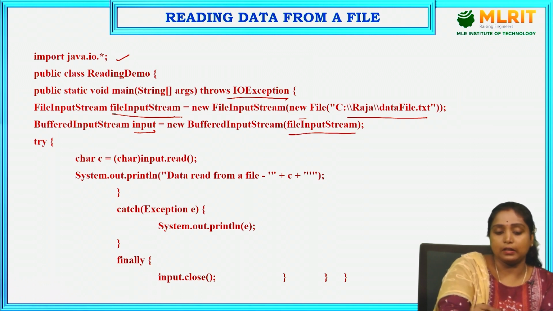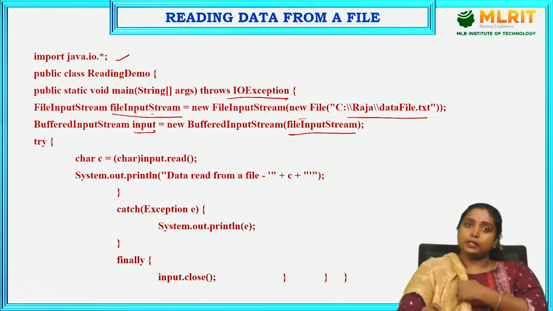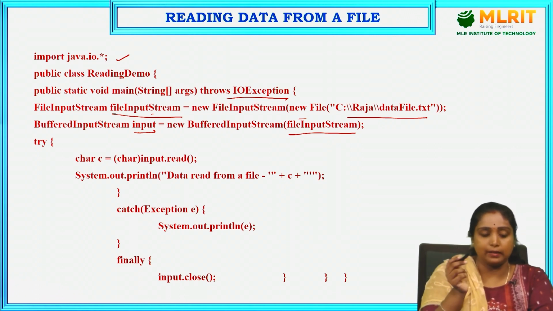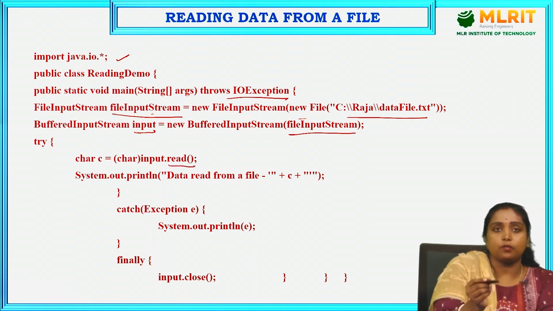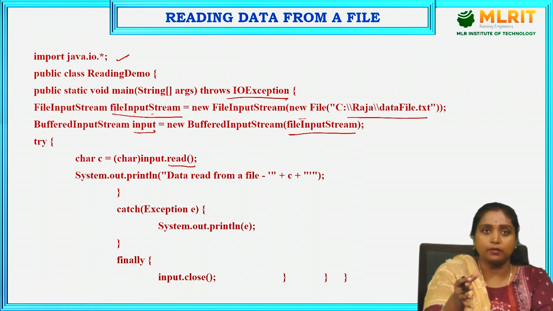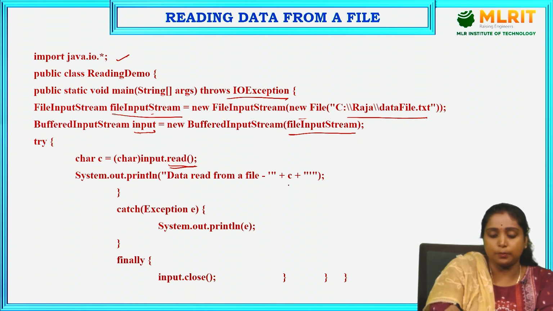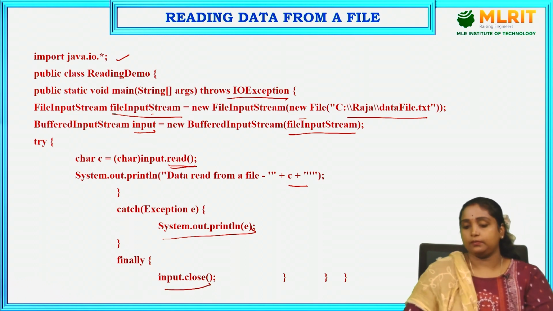I am giving this object as a parameter to the buffered input stream here. So it will open that particular file. Whatever data has been written in that file will be read and copied here. If any error or exception occurs, it will print the exception, and finally it goes to close.